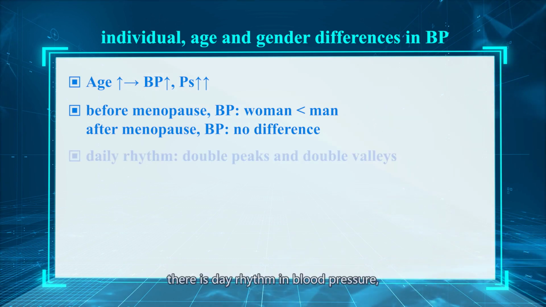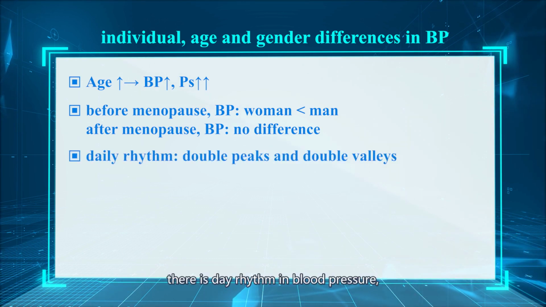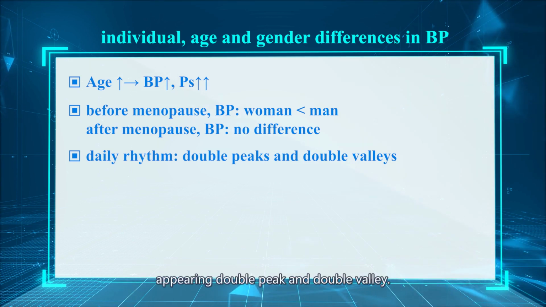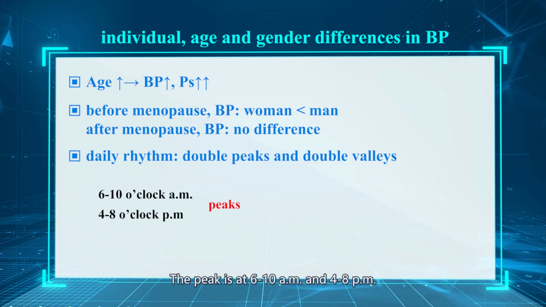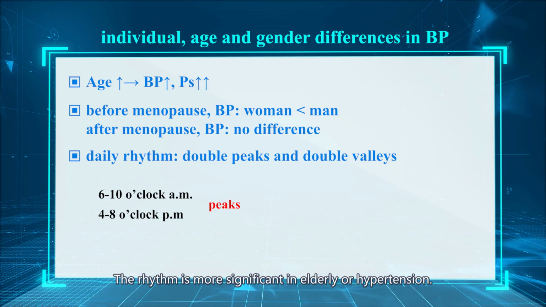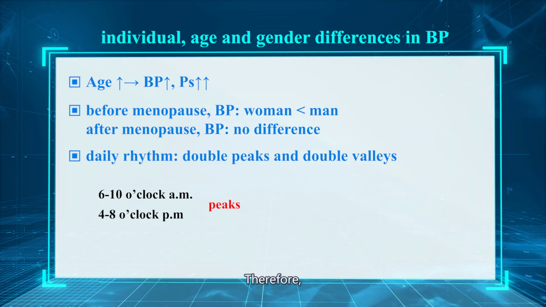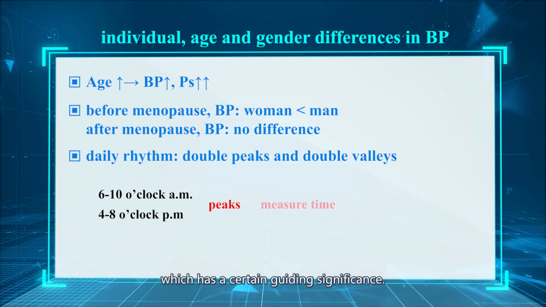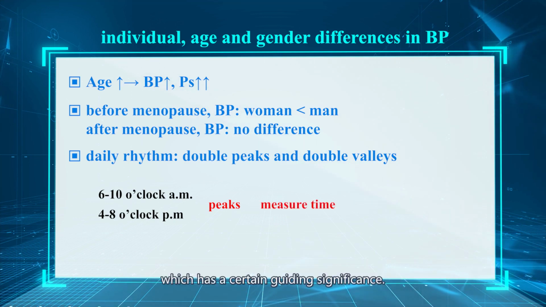In addition, there is a daily rhythm in blood pressure, appearing as double peak, double valley. The peaks are at 6 to 10 a.m. and 4 to 8 p.m. The rhythm is more significant in elderly or hypertension. Therefore, it is better to measure blood pressure at the peak time, which has a certain guiding significance.